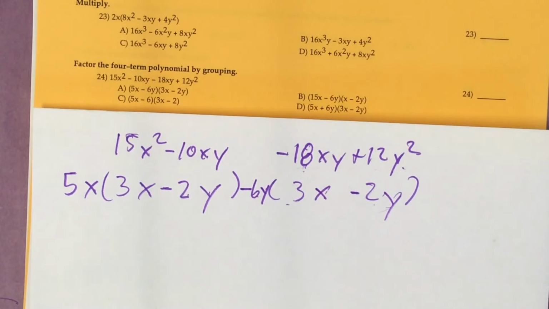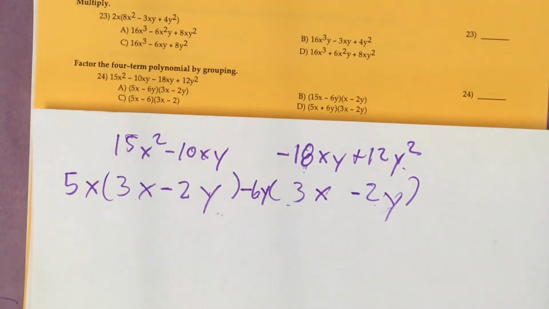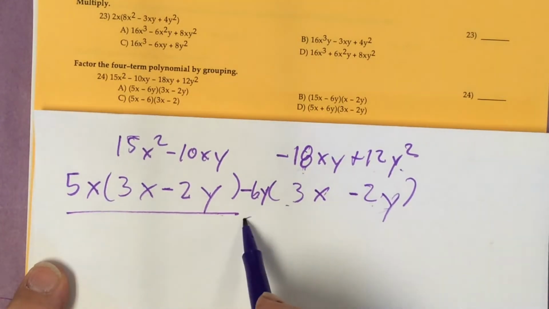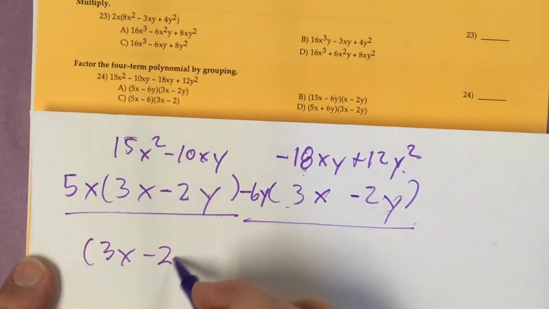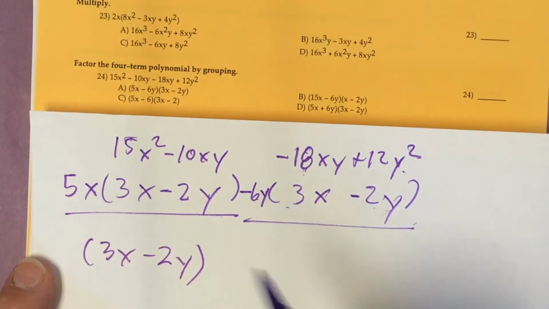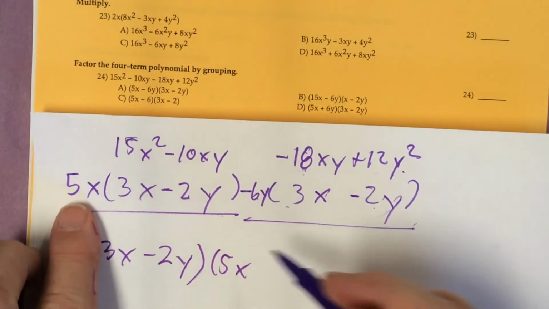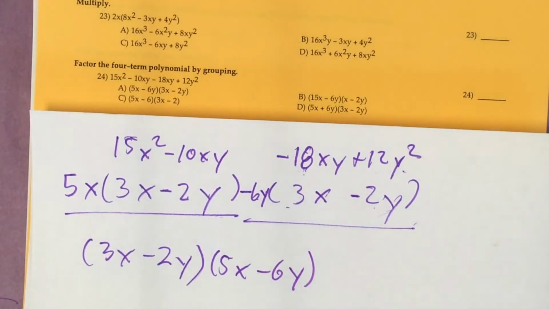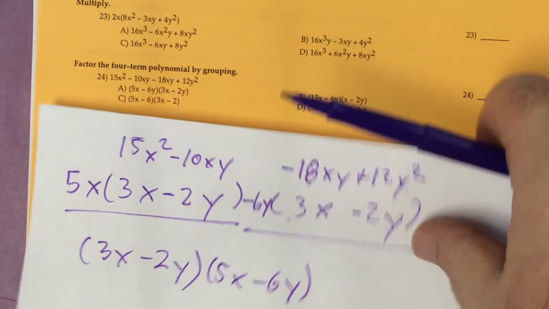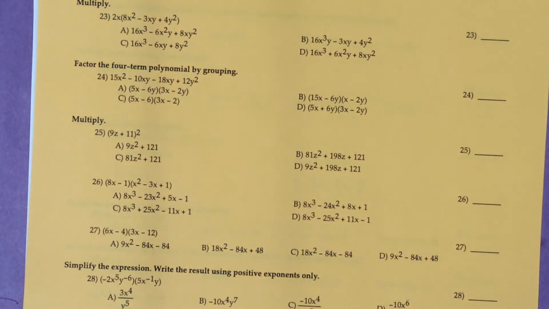And if you factor by grouping, the binomial you get here should be identical. So if you look at these as two different groups, they both contain 3x minus 2y. What's left here? It's 5x. What's here? Negative 6y. And that is how we do factoring by grouping, at least for that particular question.